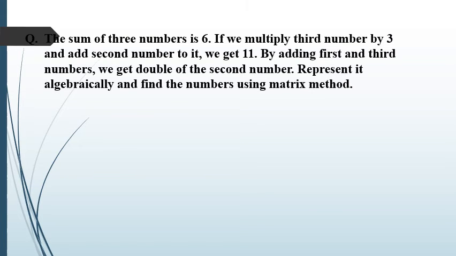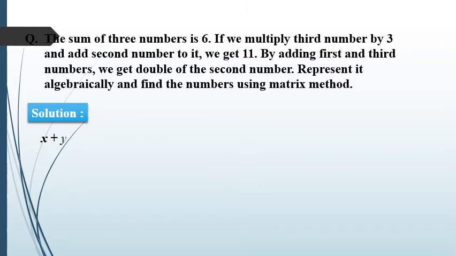Next, another verbal example. The sum of three numbers is x. If we multiply third number by 3 and add second number to it, we get 11. By adding first and third number, we get double of the second number. Represent it algebraically and find the numbers using matrix method.